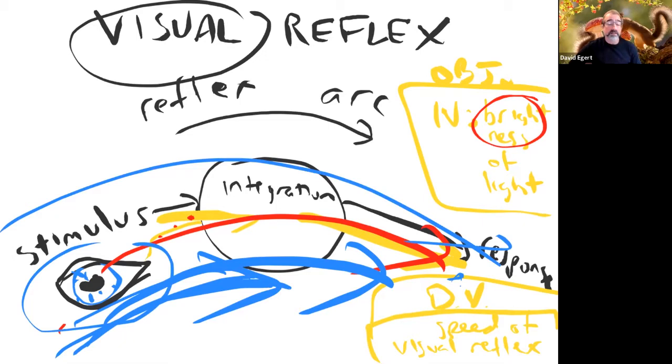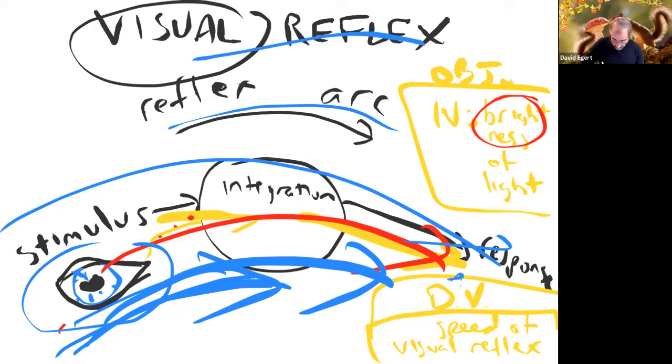In a nutshell, just as a quick little sentence, what would be a nice statement of the objective of this lab that we are creating here? How does the brightness of the light affect the speed of the response? Right, or the speed of the whole visual reflex. But yeah, exactly. So that would be the objective for this.